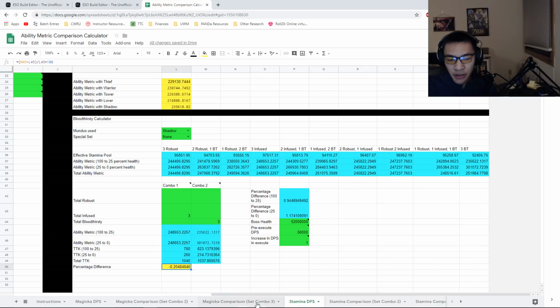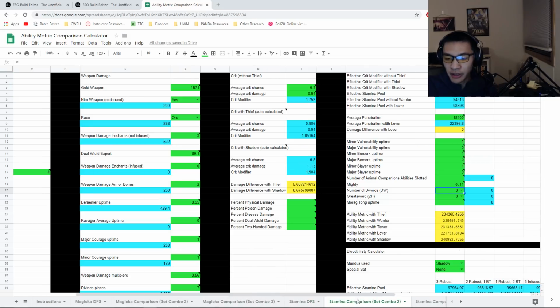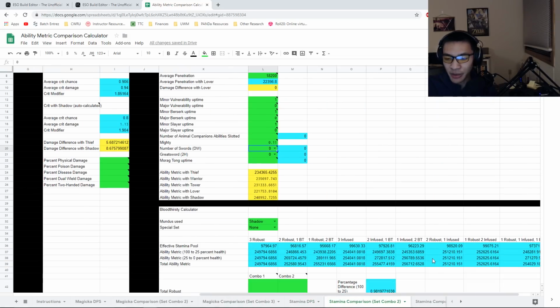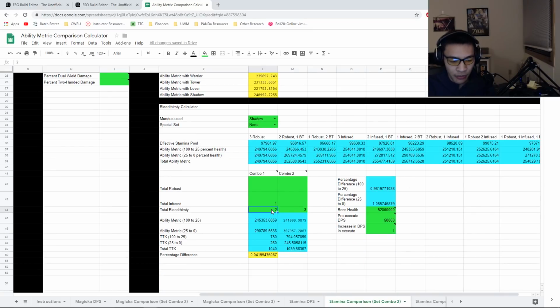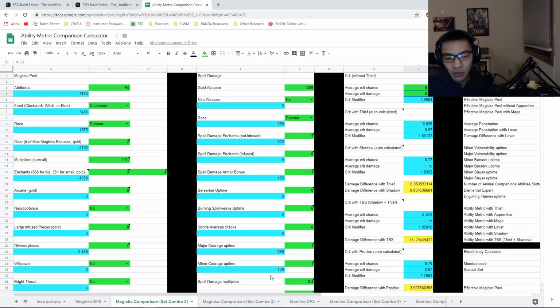And we see a similar pattern, that is without minor courage. So with minor courage, now we're on the correct sheet here. If we do 3 infused, you can see here that Bloodthirsty still wins out. We're looking at a 0.32% difference in total time to kill here. Again, this is with no increase in DPS in execute. If we increase our DPS in execute, let's say we do 20% more DPS, then we will see a larger increase here. So it is a slight buff to Bloodthirsty relative to 3 infused, and we see a very similar pattern here with Magicka as well.